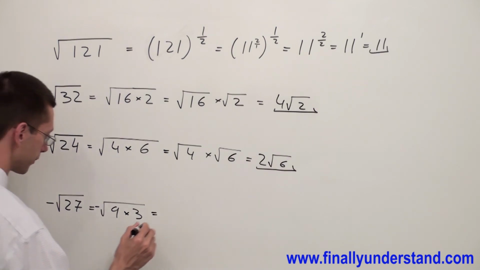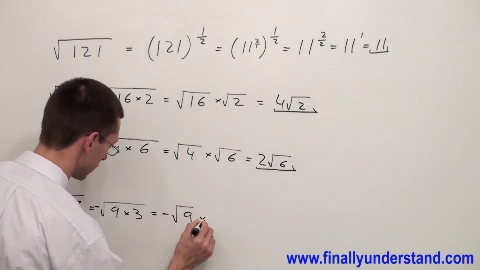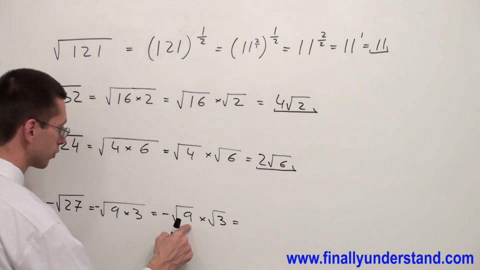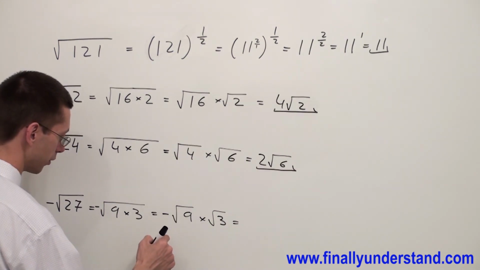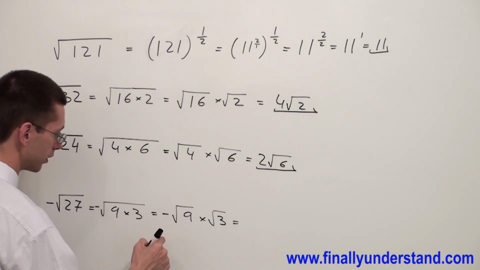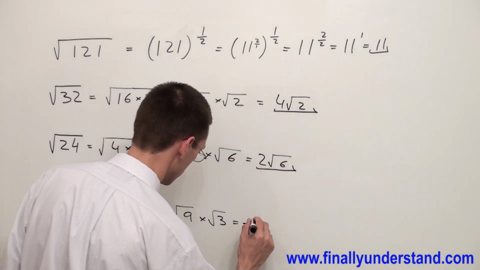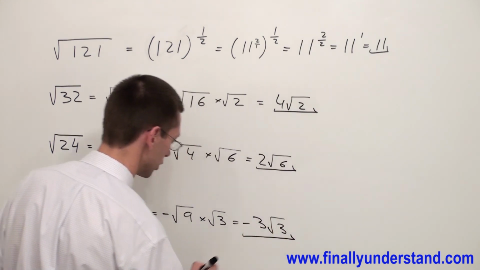This is equal to negative square root of 9 times square root of 3. Square root of 9 is 3 because 3 to the second power gives me 9. So I'm going to have minus 3 square root of 3. And this is the solution to my problem.